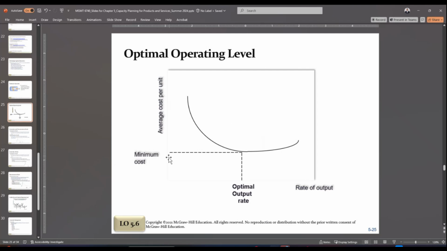So your first half, starting from 0 until this break even point or your optimal output rate, is your economies of scale. Meaning, as you start producing, as the quantity increases, there is a point which is your sweet spot that gives you the least cost per unit as the quantities increase. So that's your economy of scale.